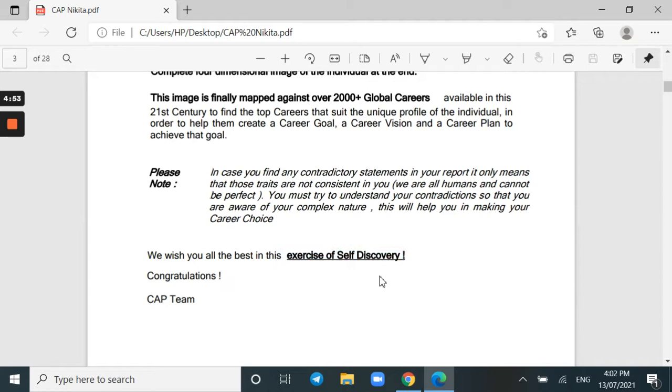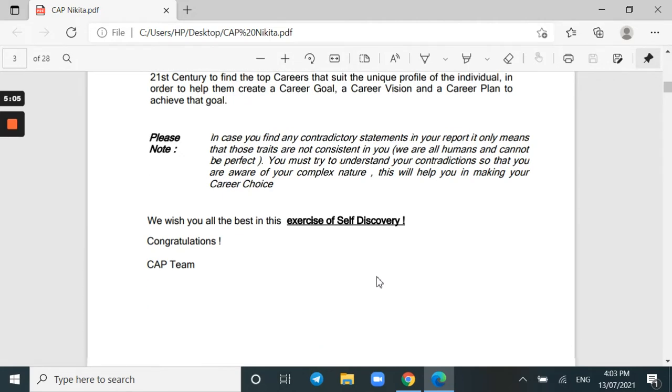You can use it, and we have people who have been using it for their own career growth over 3 years, 4 years, 5 years, because once you understand yourself, it will help you to then take a more calculated decision about your careers.